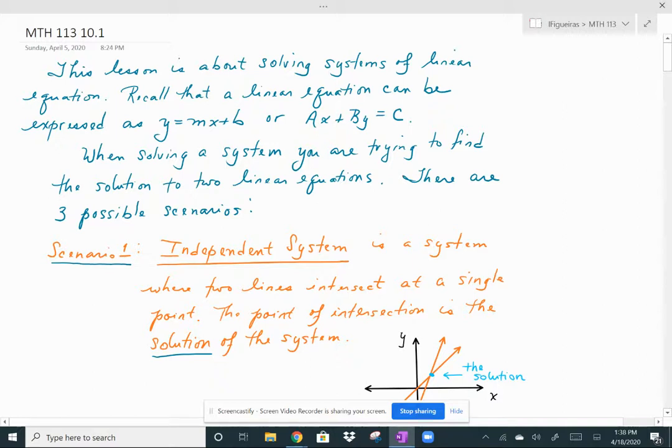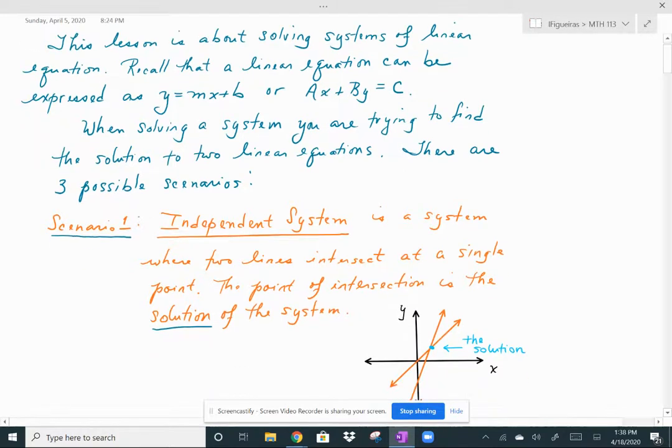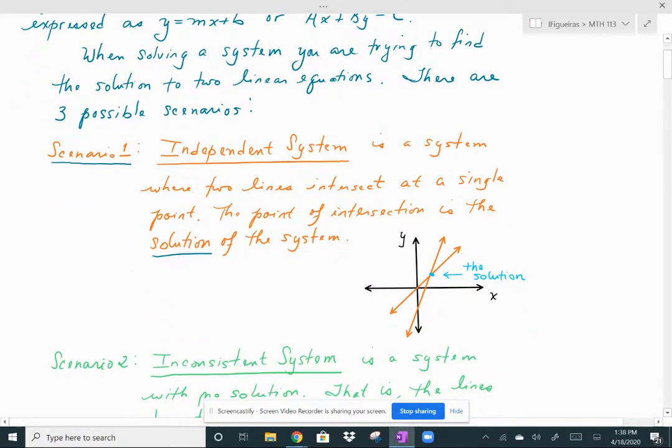This is a system where two lines intersect at a single point. The point of intersection is called the solution to the system. So a picture of what an independent system would look like would be something like what you see here. We have one line and then a second line, and the one point where they intersect is the solution to the system because it's the only point that both lines share.